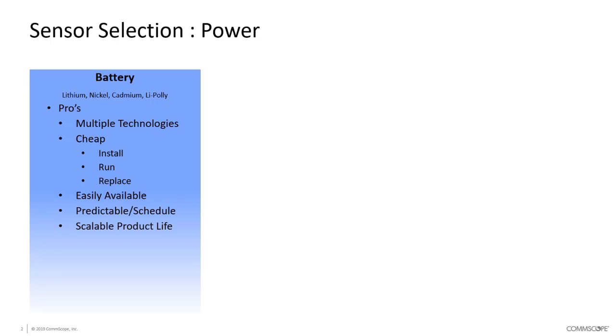Now, if it's a battery, there are multiple different power technologies available within batteries, from lithium to nickel to cadmium to lithium poly. All of these different types of battery technologies are commercially available and easy to source today. And the nice thing about batteries is it does have lots of different technologies that are out there depending on capacity, lifespan, environmental capabilities. These kinds of things are all available by different types of battery technology. The other thing about batteries is they are cheap to both install, to run, and replace. So it's very easy to source multiple replacement batteries if the device is starting to fail because of a battery failure. They're easily available.